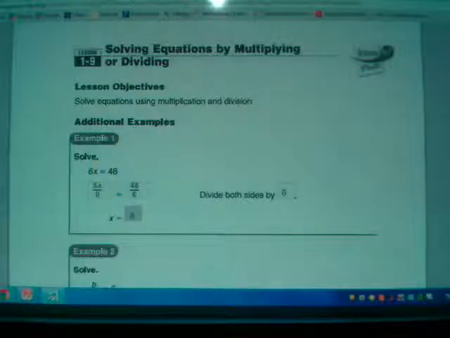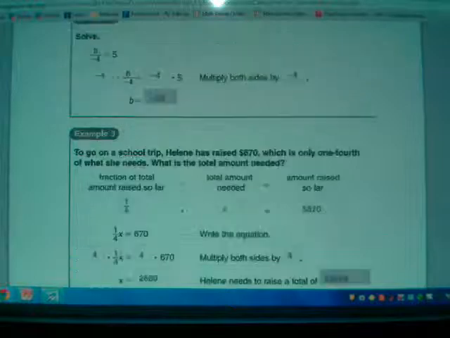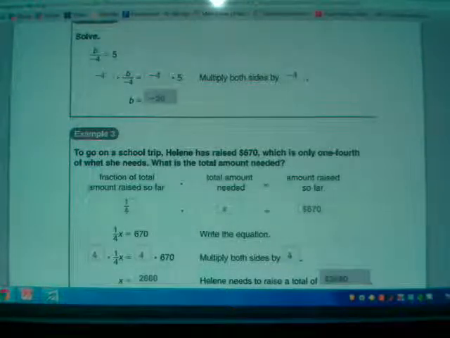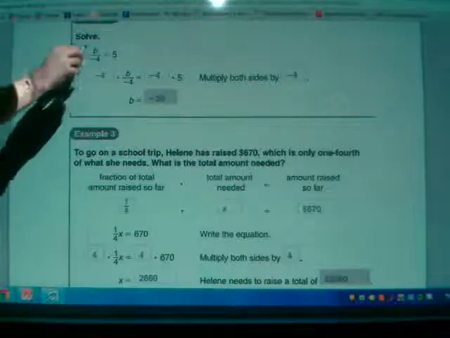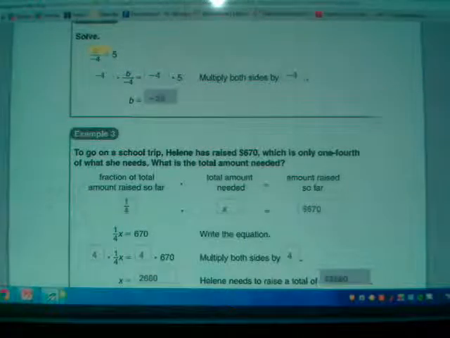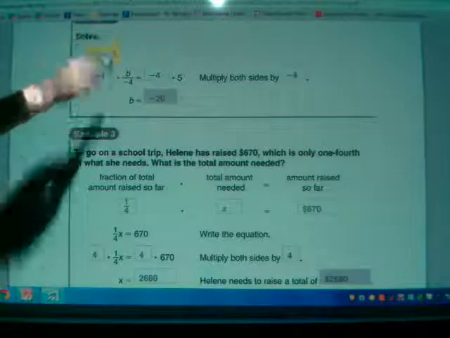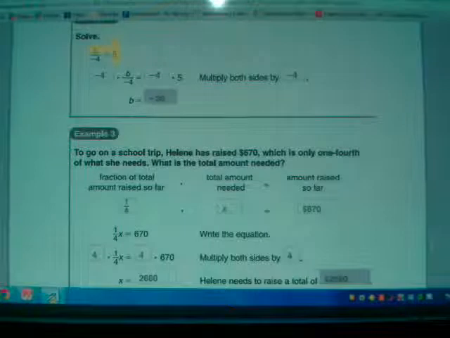Okay, let's continue on with the second example. In the second example, they're asking us to solve b divided by -4 equals 5. So we know based on those rules that we saw yesterday, b is okay because that's a variable and it's on the left side of the equal sign. And 5 is okay because it's a number and it's on the right side of the equal sign. What's not okay is negative 4.